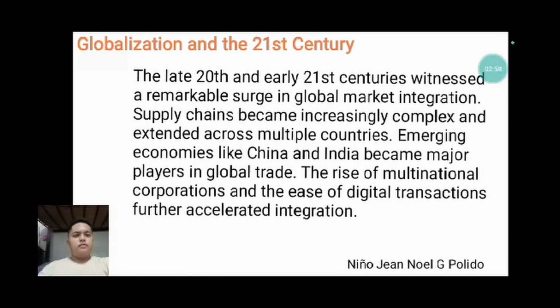Globalization and the 21st century. The late 20th and 21st centuries witnessed a remarkable surge in global market integration. Supply chains became increasingly complex and extended across multiple countries. Emerging economies like China and India became major players in global trade. The rise of multinational corporations and the ease of digital transactions further accelerated integration.